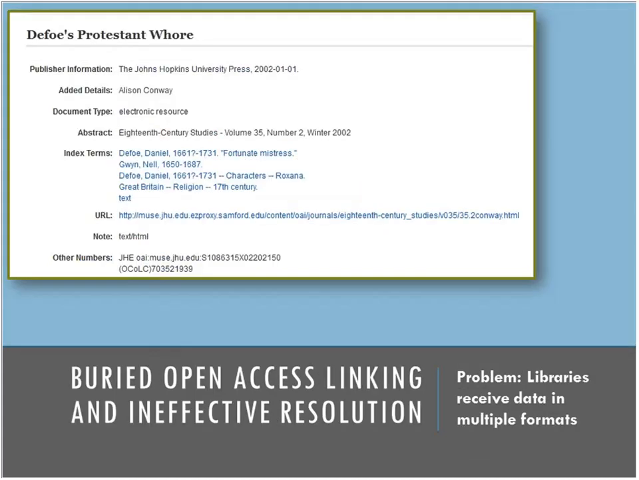So the last example, and I have to say this one's probably the one that gets my goat the most, has to do with poor metadata formatting. Not only do libraries struggle with data in multiple formats, but discovery service vendors clearly do as well. And unfortunately, we end up being the recipients of the poor results when those formats are not harmonized and that metadata is not harmonized.